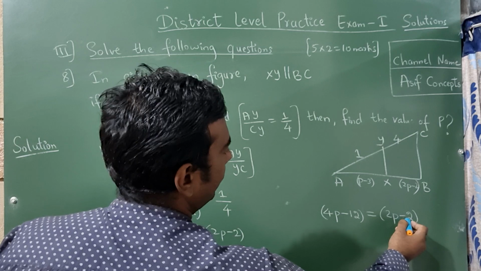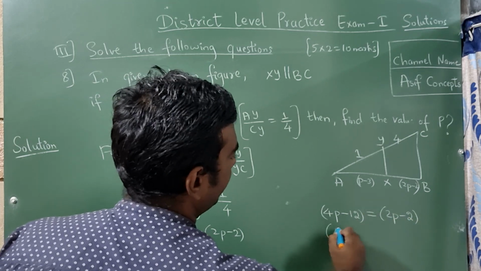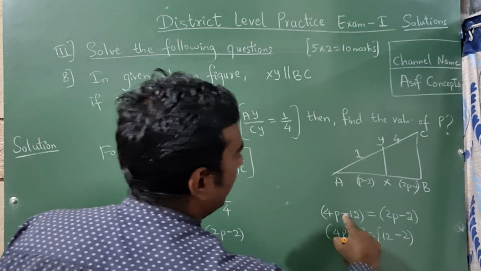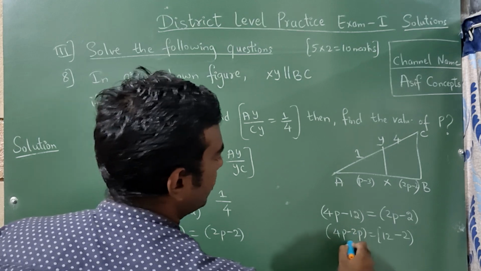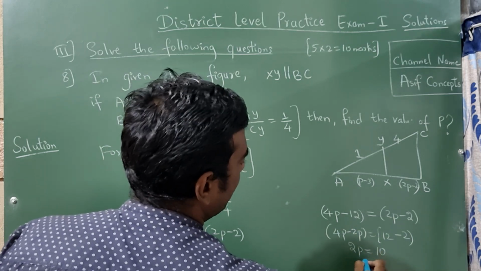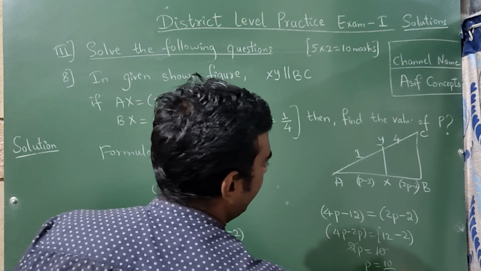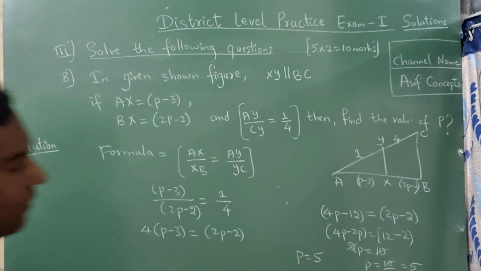Take the minus 2 and the minus 12 to the right hand side and the 2p to the left hand side. Minus 12 becomes plus 12 and plus 2p becomes minus 2p. So 4 minus 2 is 2. 12 minus 2 is 10. So the p value will become 10 by 2 is 5. So p value is 5.